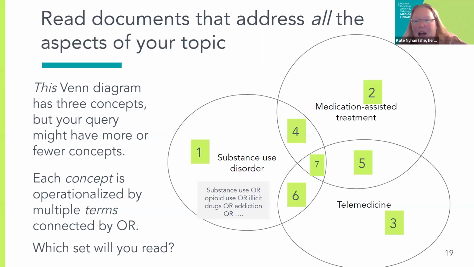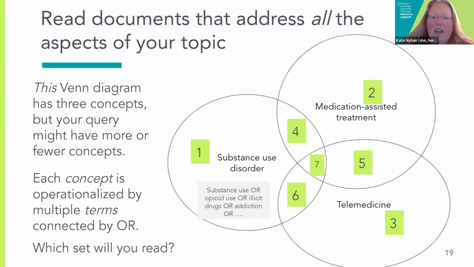And then I put these ideas together. So here's a Venn diagram, and all the sets are labeled. Set 1 is about substance use disorder, set 2 is about medication assisted treatment, and set 3 is about telemedicine. And within each of the big circles, I would connect the terms by or, because for right now, I don't care if the paper says telemedicine or telehealth. Either way, it's about that concept and I want to read it.